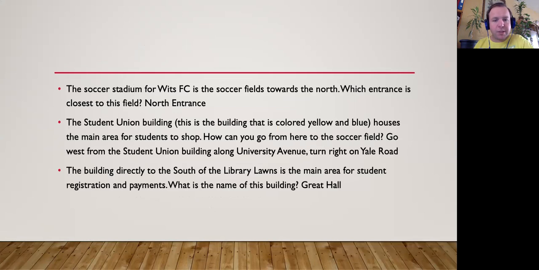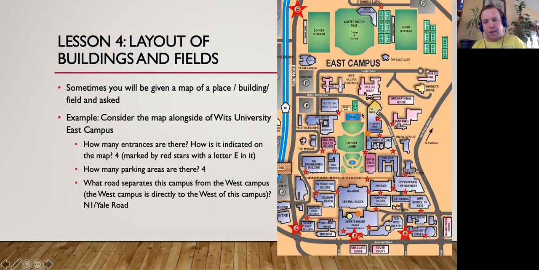The Student Union building houses the main area for students to shop. How can you go from here to the soccer field? Let's have a look. You would go from here alongside University Avenue, go west, and then turn right into Yale Road and go to the soccer stadium.